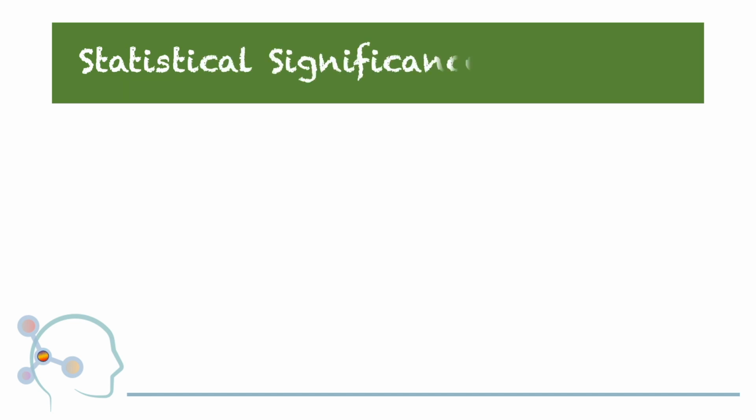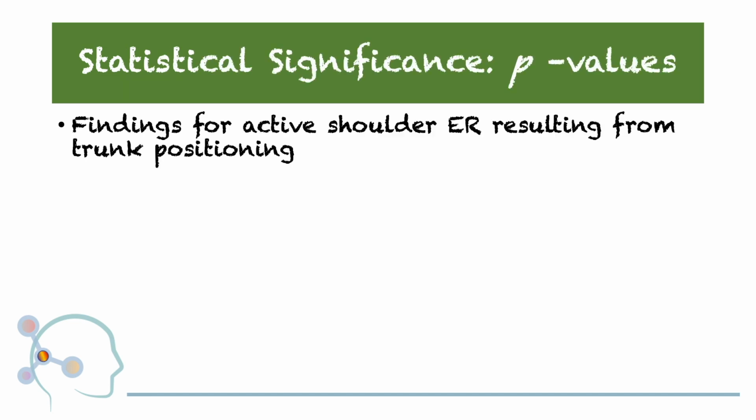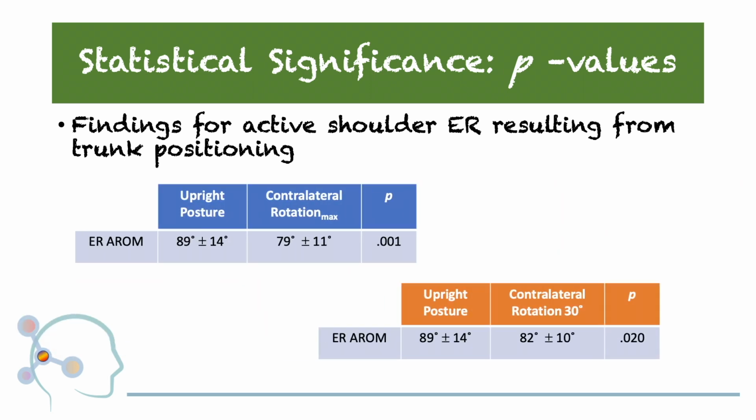Now let's take a look at our statistical results. We'll begin with the findings for active shoulder external rotation resulting from the various trunk positioning. We can see by these two tables that contralateral rotation max and contralateral rotation to 30 degrees resulted in a decrease of shoulder active external rotation, and these were both statistically significant.